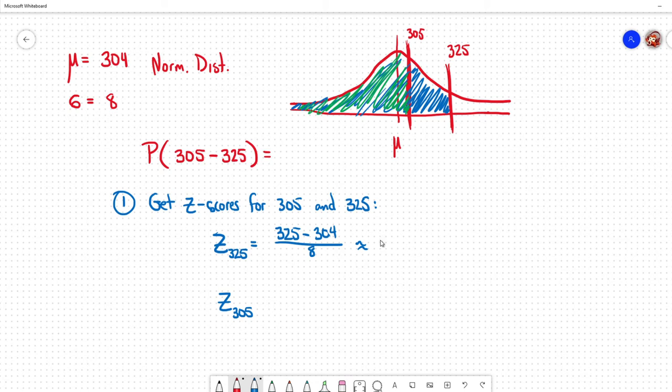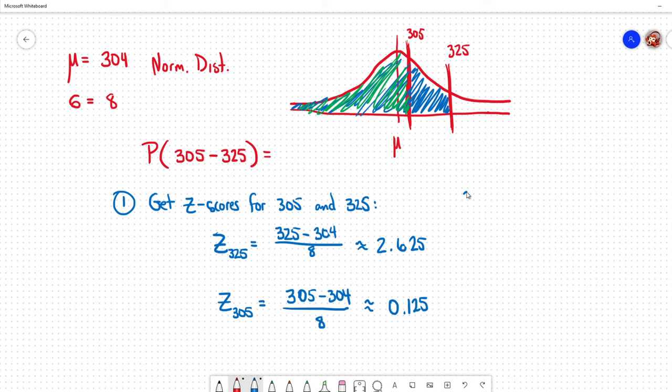So we get 2.625. Oh, sorry. Let me write 2.625. We'll round that to 2.63 because remember our table only goes up to 2 decimal places. So now we'll do 305. So 305 minus 304. So it's just going to give us 1/8. But again, I want to show my setup just in case I fumble with using the calculator and I get the wrong number or happen to write down the wrong number, at least I'll get partial credit. Okay, so I got my z-scores.